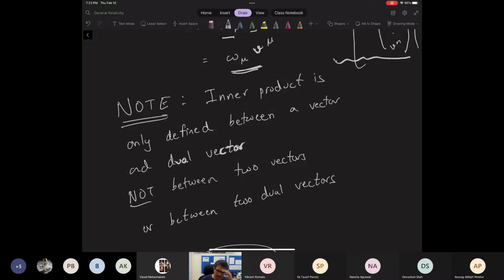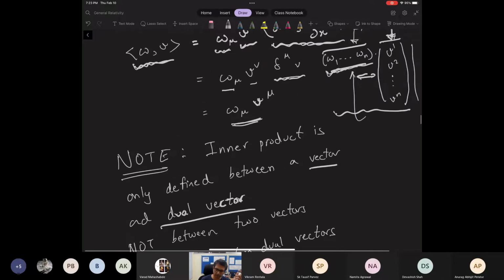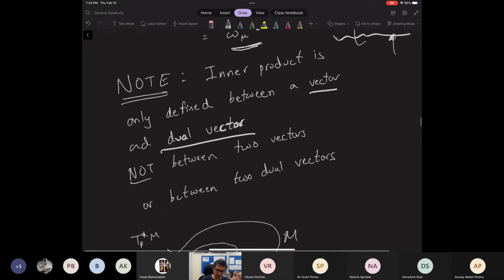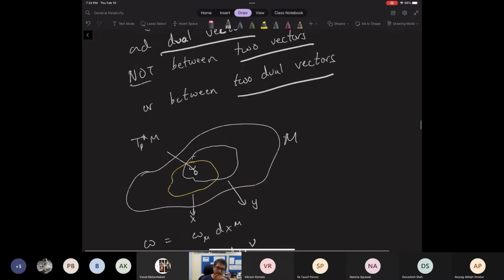So one of the important things is that the inner product is only defined between a vector and a dual vector. There's no notion of an inner product between a vector and itself. There's no notion in which we can convert this vector into a row vector and think about that inner product. So there is no inner product between vectors. There's no way you can define an inner product just between two vectors or just between two dual vectors. The inner product is always between a vector and a dual vector.